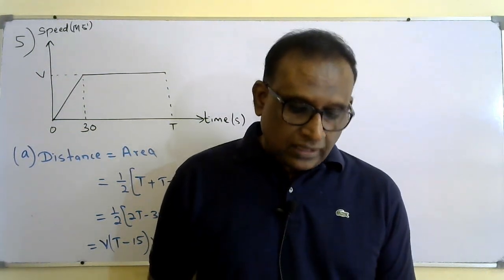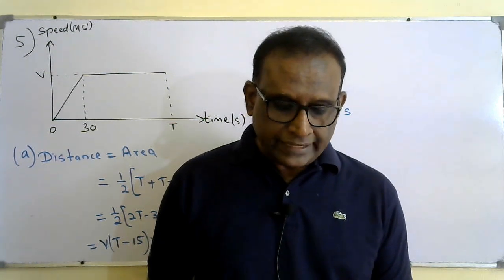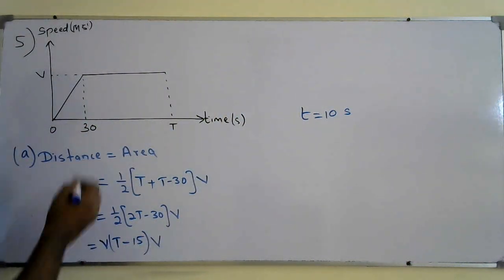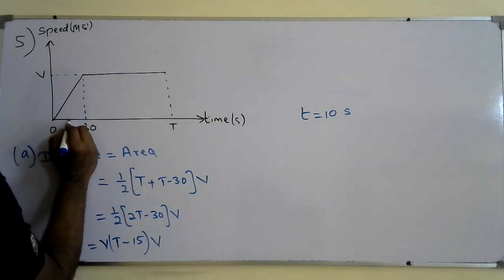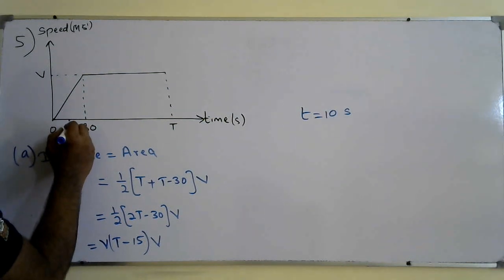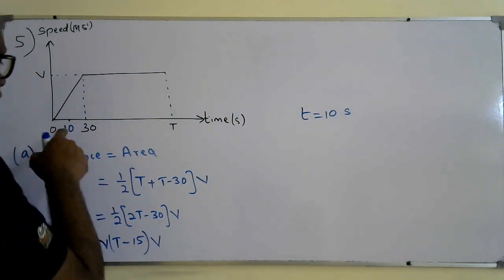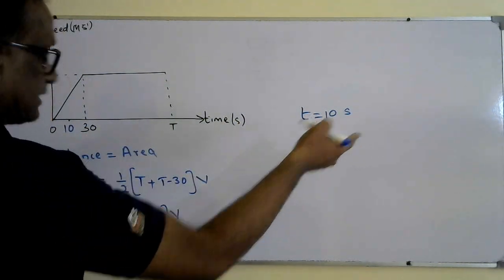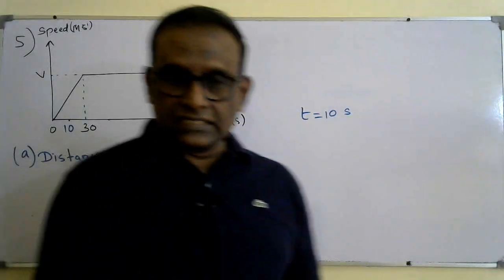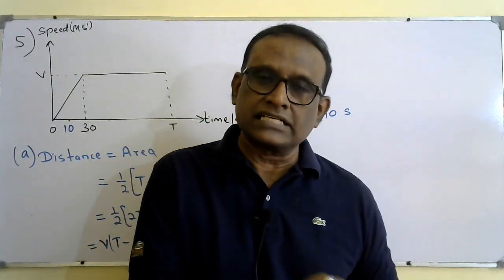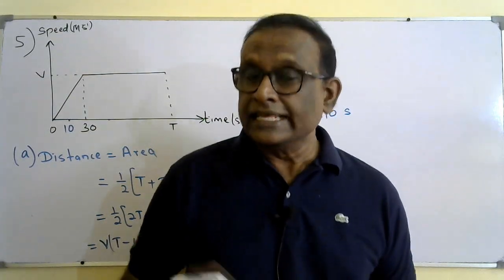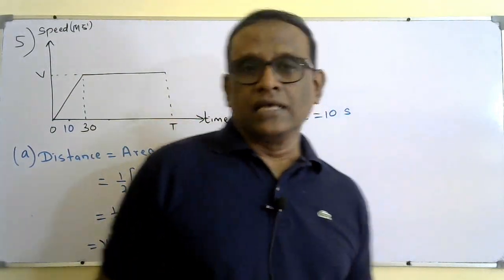Then they are saying the acceleration of the motorbike is the same as the acceleration of the car, so both have the same acceleration. The motorbike starts 10 seconds later, so here it should be 10. I am not drawing to scale, I'm just sketching. The motorbike accelerates from 10 to 50, because it accelerates for 40 seconds. The acceleration of the car and the motorbike are the same, which means they should have the same gradient. Same gradient means the lines should be parallel.